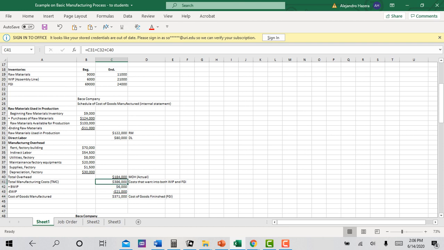Okay, and that makes sense because if these were all the costs you incurred, the beginning work in process probably was finished and went off the assembly line. These, by definition, ending work in process by definition are not finished. So that gives you the cost of goods that were finished.